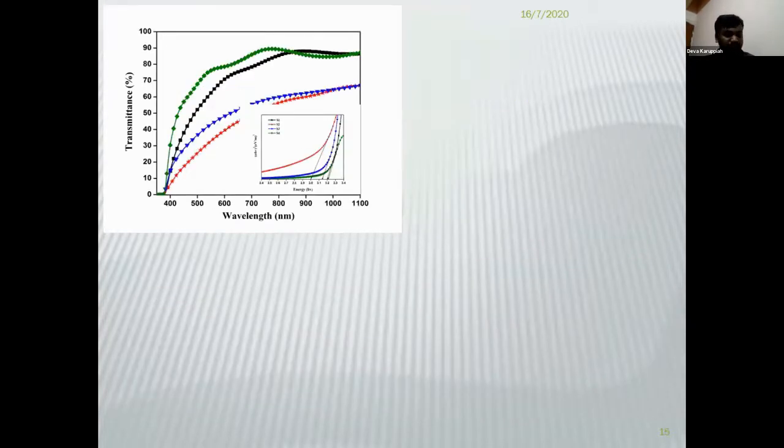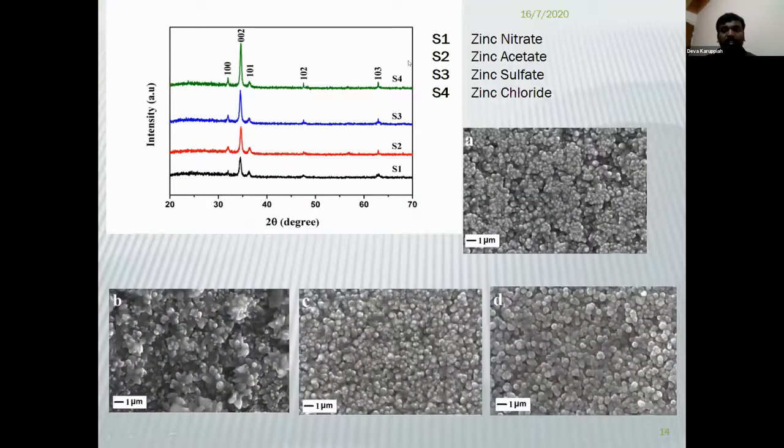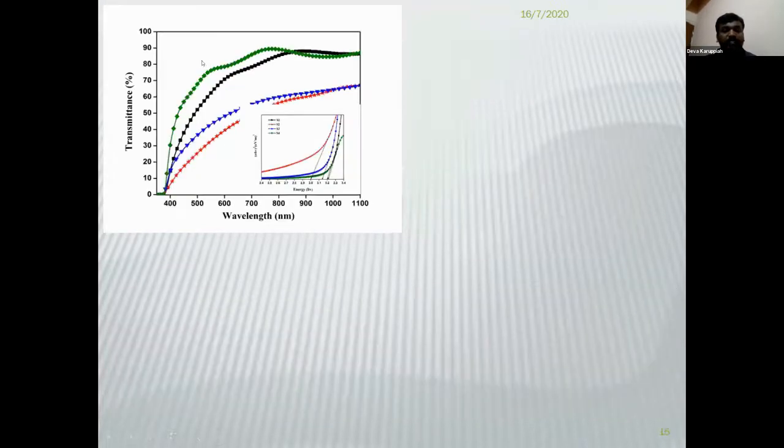So these are the transmittance spectra. It shows some maxima and minima. This implies the high crystallinity of this material. As per the previous slide study, the zinc chloride precursor has good crystallinity, so it also suggests that result. Here we observed around 90% transparency in the visible spectrum. Here also the band gap is around 3.21 electron volt.